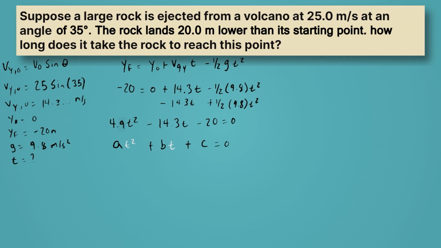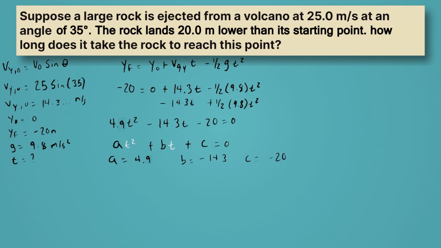What is a equal to? Well, a is just the number in front of t squared, which is 4.9. So notice a is determined by which component it's squared with. If it's with that squared component, we know it's 4.9. Okay, what about b? b is what's in front of t, and in this case, it has to be minus 14.3. Lastly, we have c, which is going to be minus 20.